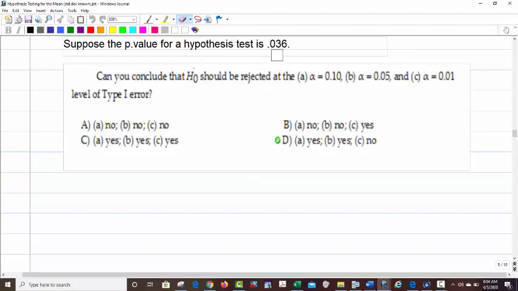So the first one, p-value of 0.036 is less than 0.10. So we're going to reject. P-value less than alpha, we reject. So that basically eliminates answers A and B, and we're down to C and D. The next one, put 0.036 on the left, put 0.05 on the right, and you still have less than. 0.036 is less than 0.05. We reject. So that one's yes. But for the third one, 0.036 would be greater than 0.01. So therefore, p-value is greater than alpha, we would not reject. So that would be no, not reject. So that's what makes answer D correct, with yes, yes, no. We would reject at the first two, but not the last one.